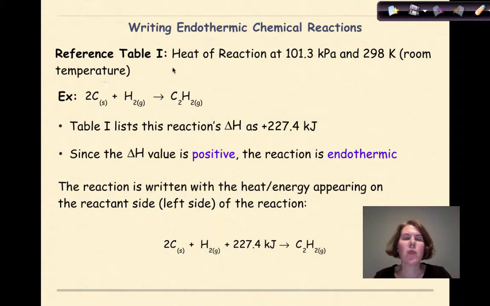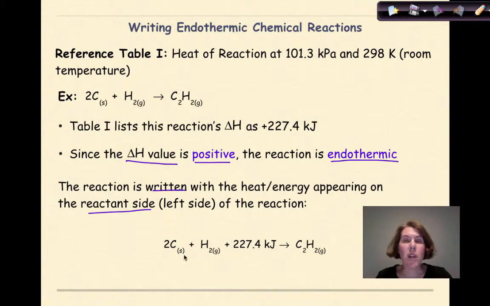So again, we're going to use reference table I, and here's an example that's off the table. 2 moles of carbon plus hydrogen gas gives me C2H2, which is known as ethine. Table I lists this reaction's delta H as positive 227.4 kilojoules. Since the delta H value is positive, the reaction is endothermic. The reaction is written with the heat/energy appearing on the reactant side, or the left side of the reaction.